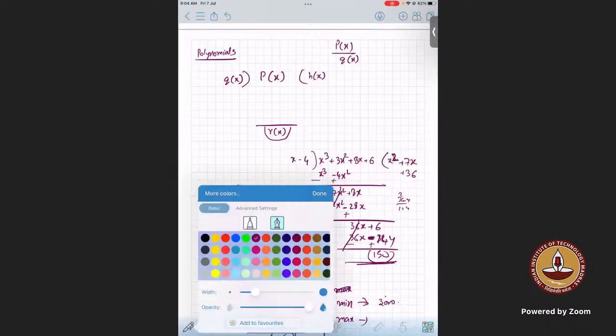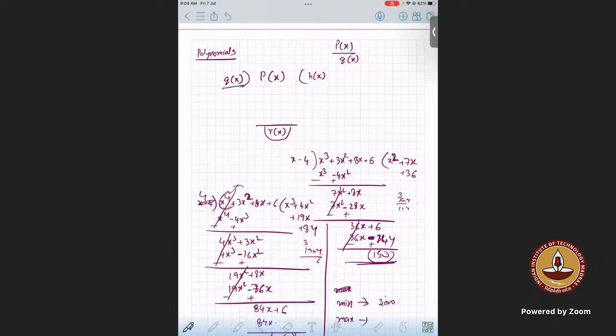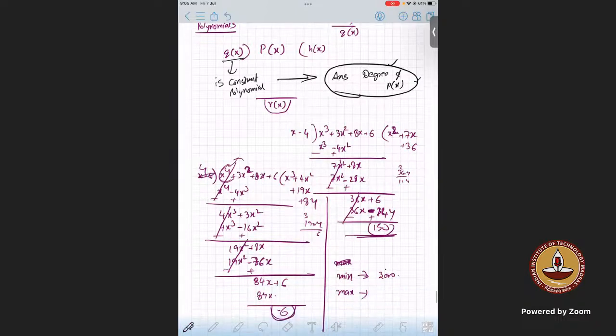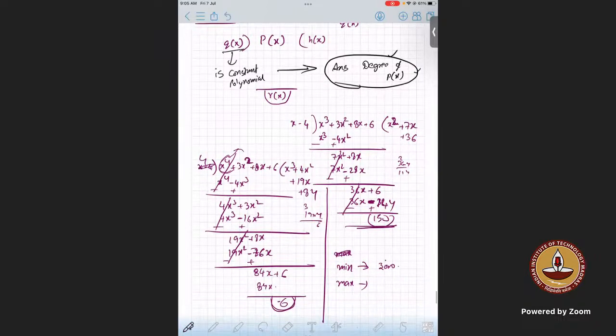Look, you assumed that this q of x is a constant polynomial. If it is a constant polynomial, what is the answer? Degree of p of x. Right, sir. Is degree of p of x an option? Yes, sir. Okay, then there will be some ambiguity.